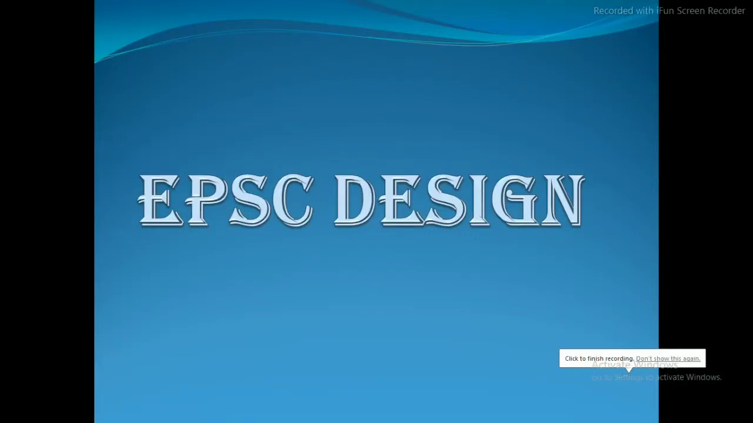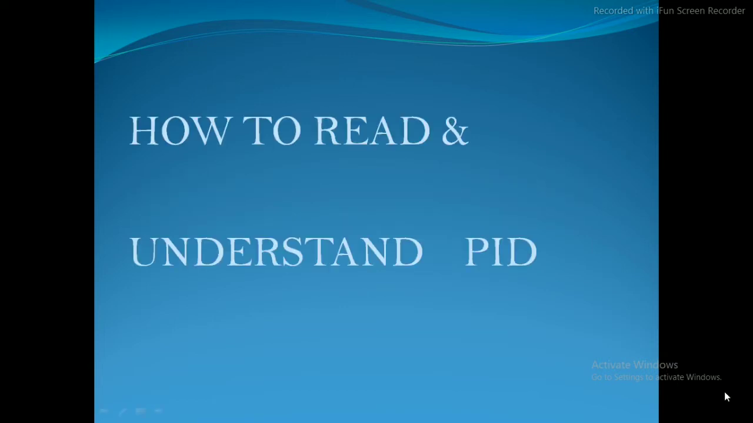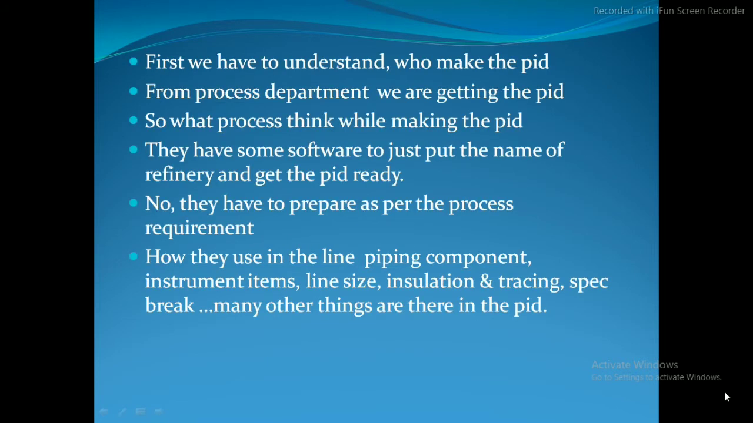So today we have to know how to read and understand the P&ID. To understand the P&ID, first we have to understand who makes the P&ID. Everybody knows we are getting the P&ID from the process department. So what does the process department think while making the P&ID?